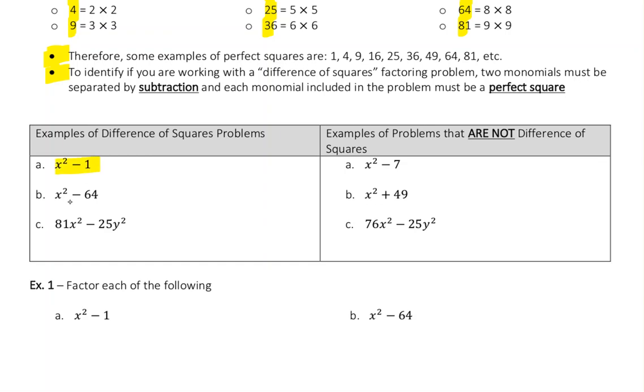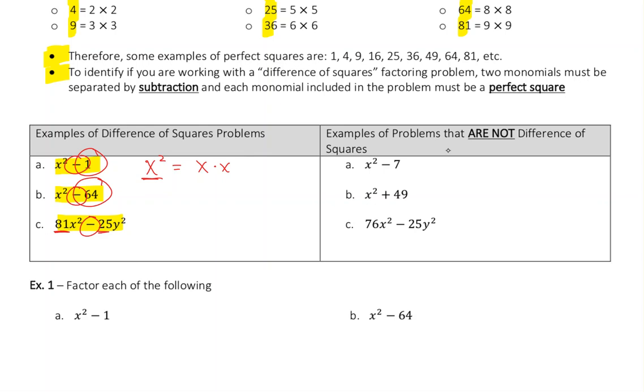So all 3 of these things are difference of squares. How do I know that? Well, first, I see that subtraction is involved, so the difference part comes into play. Next, I look at everything involved here. x squared is essentially x times x, so it is a perfect square. As we just talked about, 1 is a perfect square. 64 is a perfect square, and both these values down here, 81 and 25, are perfect squares. So everything involved in our problem is a perfect square, and they are using the operation of subtraction. So yes, these are difference of squares problems.